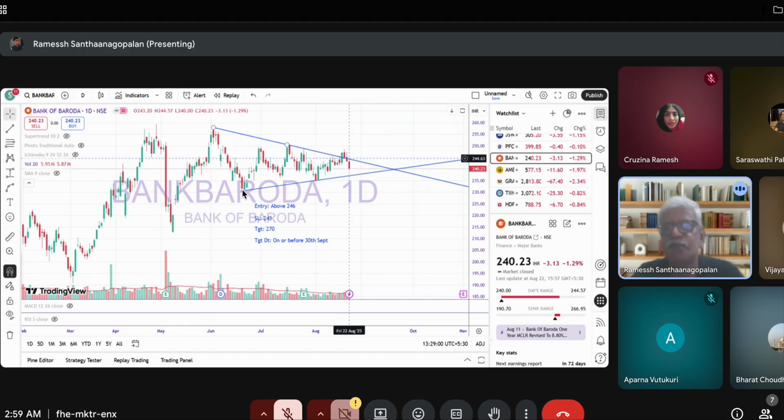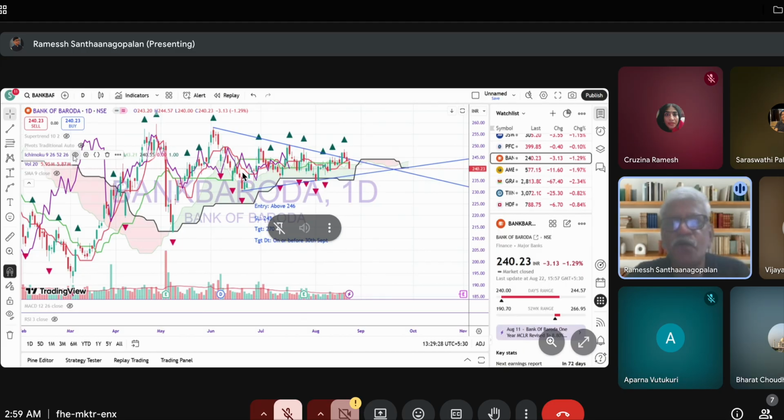Yesterday it closed at 240 rupees, and my stop loss is 243. So 240 means you need to get out of this stock, because definitely it is going to move down, since it has come down for 3 days. I don't know whether tomorrow it may go up or not, but I have seen that Ichimoku is also giving an indication that it is better to get out.